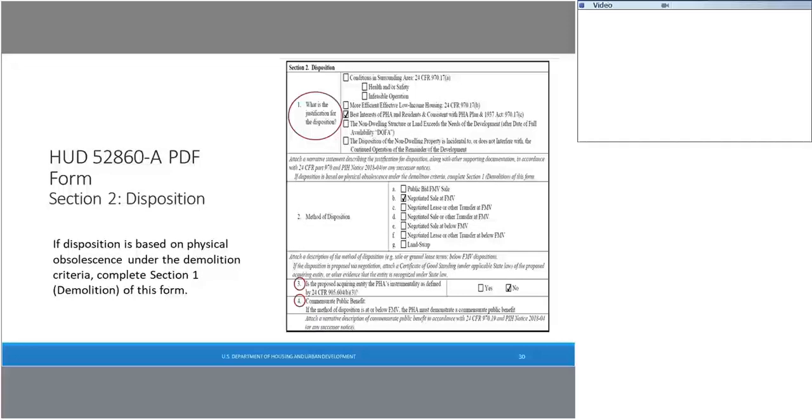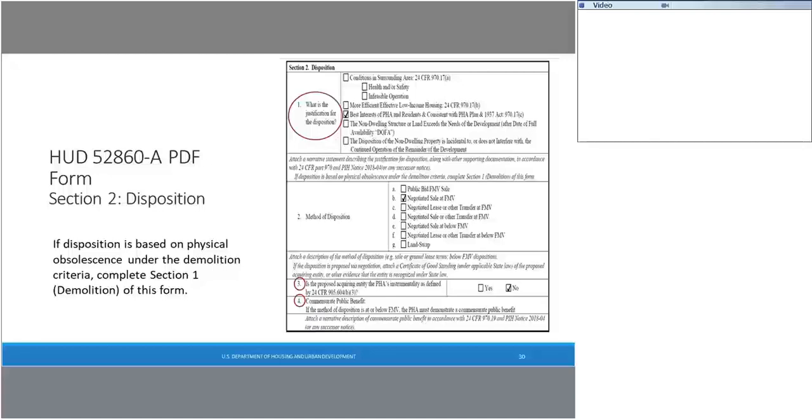Here again, same as the PIC application, under line 2 is the method of disposition. It's the same, it's consistent. Here is, and Jane can point to it, right under it is giving guidance, provide description, ground lease terms. If the disposition is proposed via negotiated, attach a certificate of good standing under applicable state law of the proposed acquiring entity or other evidence that the entity is recognized under the state. So that is something that is different, that was not a part of the PIC application. Line 3 is the proposed acquiring entity, the PHA's instrumentality as defined by 24 CFR 905.604B3, and the Housing Authority is saying no.